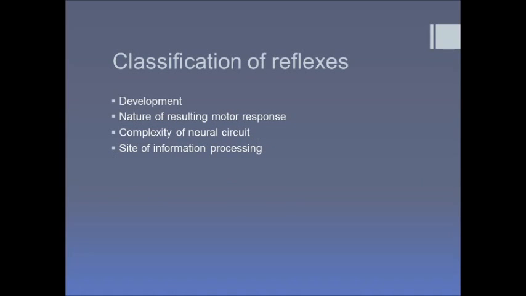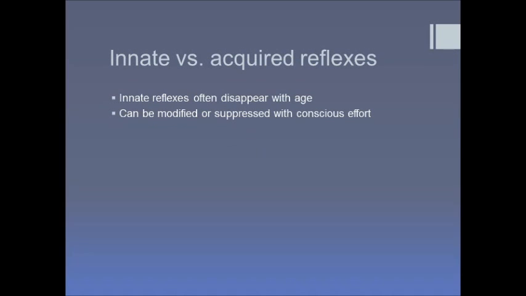Reflexes can be classified by development, nature of resulting motor response, complexity of neural circuit, and the site of information processing. Reflexes can either be innate or acquired. Innate reflexes usually disappear with age. Oftentimes these are called primitive reflexes. But some reflexes can be modified or suppressed with conscious effort.